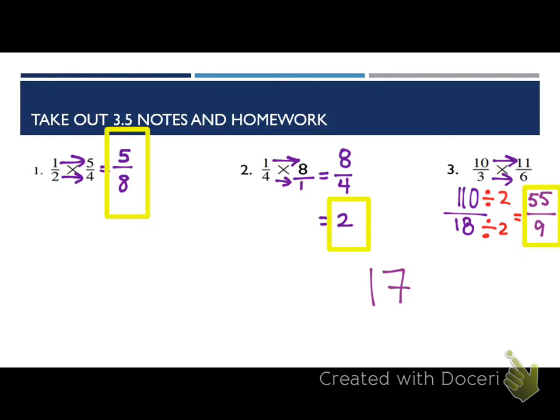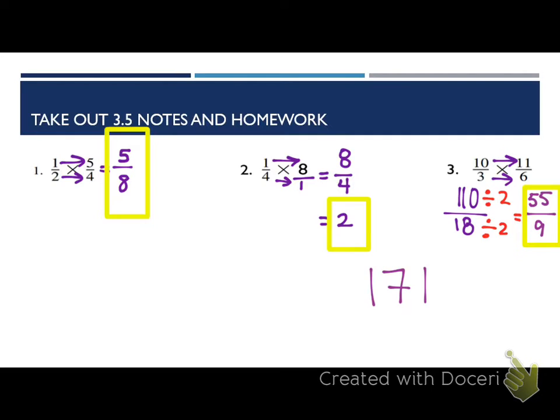17, 7, 8, 171. Because 1 plus 7 is 8, plus 1 is 9. 9 is divisible by 3, then this number is divisible by 3. Does that make sense? That's just a rule to know. Did you know that? You're welcome.